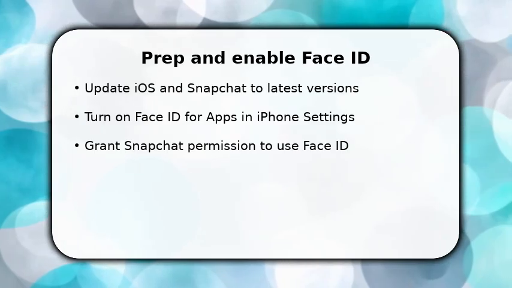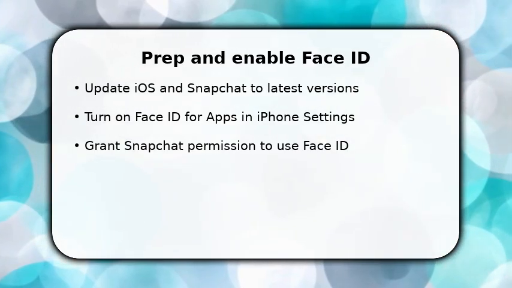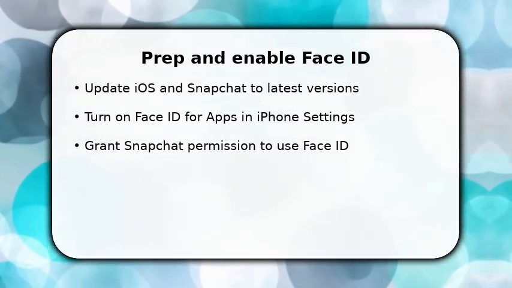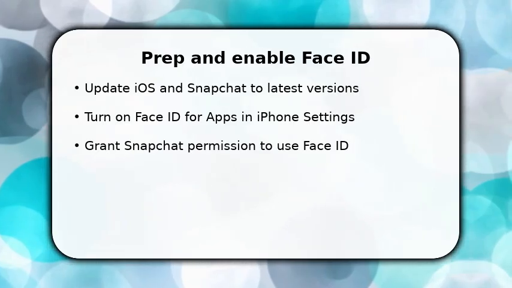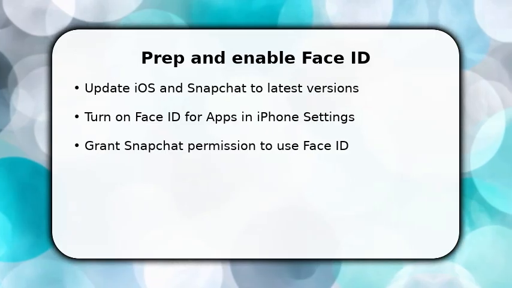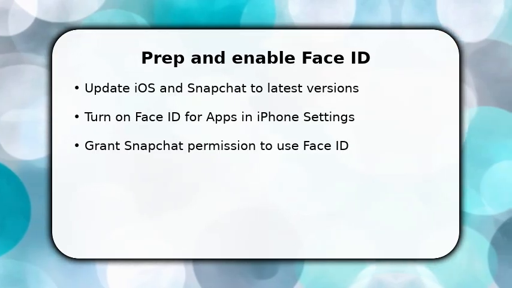Enjoy the video. You start by making sure iOS and Snapchat are current. Updates fix compatibility and security. Next, open Settings and enable Face ID for apps so Snapchat can request authentication. Once done, go into Snapchat settings and allow Face ID under Login or Permissions. This links the app to the system biometric.